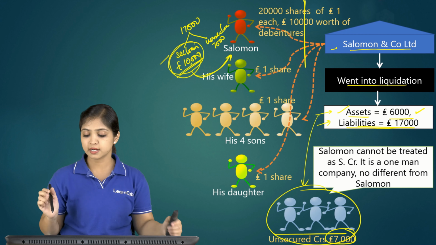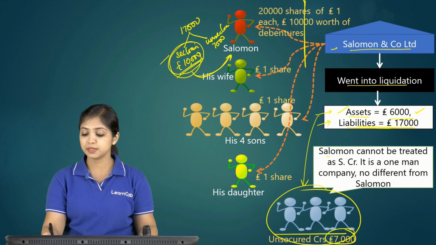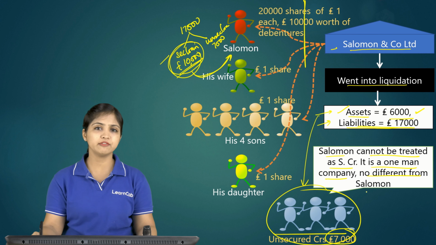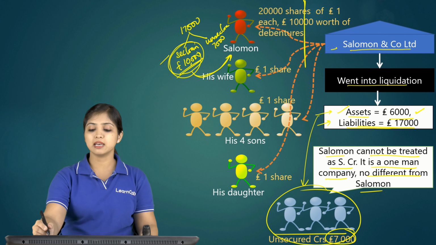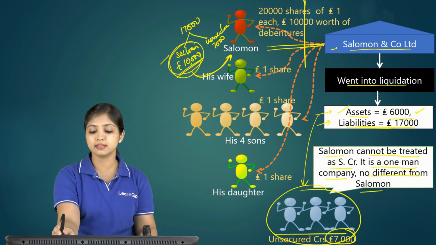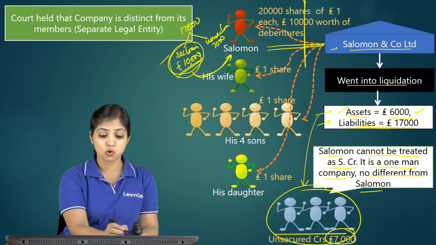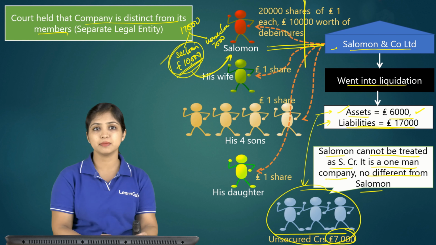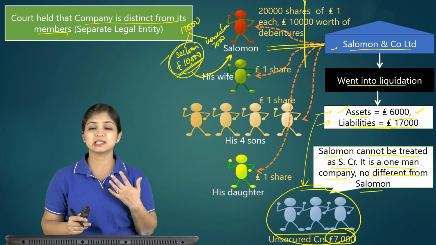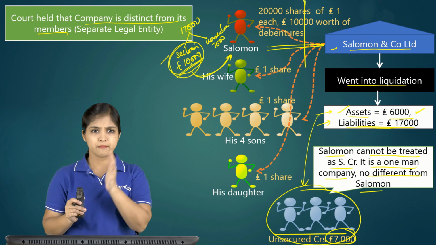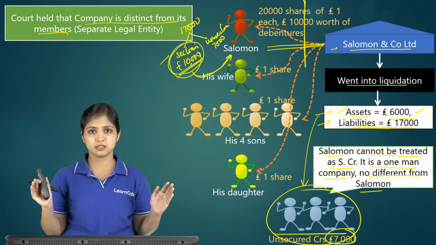Alright, so the creditors told that Salomon cannot be treated as sundry creditor. It is a one-man company, no different from Salomon. Creditors were saying Salomon and Company Limited, Salomon, you all are one and the same. The court held that no, company is different from its members. The separate legal entity concept, and this concept says very clearly members are different, company is different.